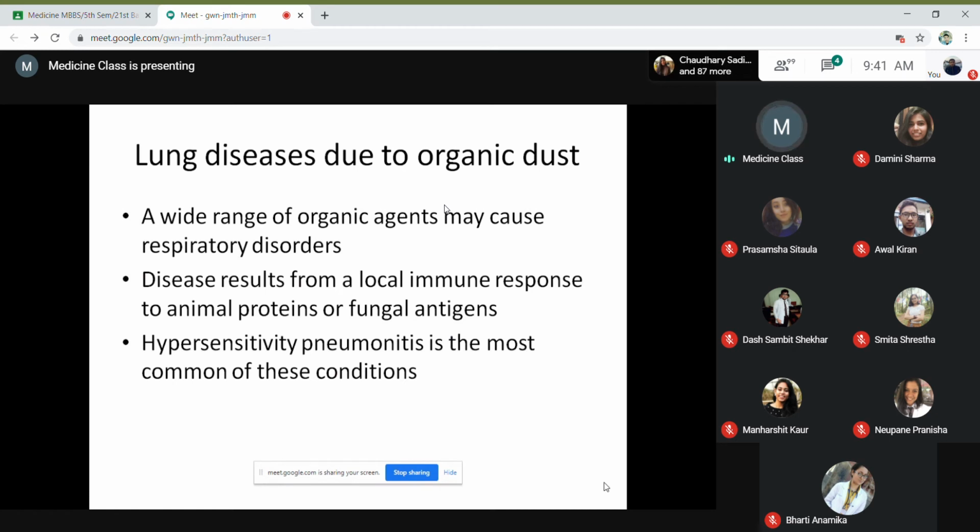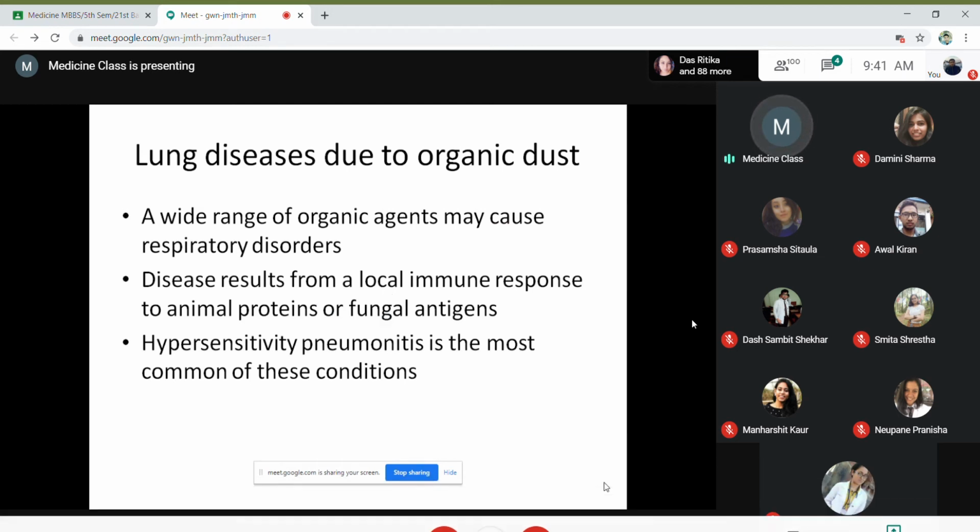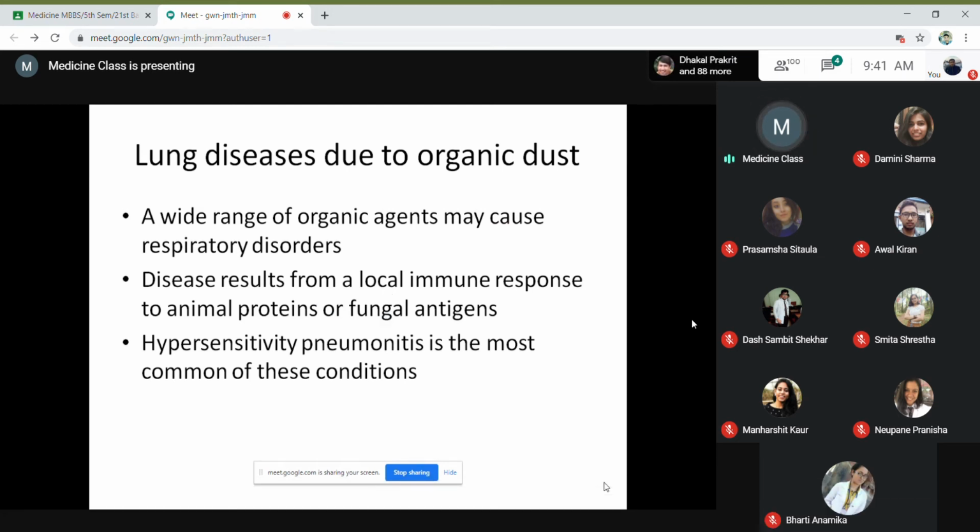Generally they result in disease because of the local immune response to animal proteins or fungal agents. Any animal proteins or fungus or even animal excreta may be responsible for causing occupational lung disease in some patients. So whenever we are talking about lung diseases due to organic dust, it is mainly because of hypersensitivity pneumonitis, and the patient develops signs and symptoms because of that.